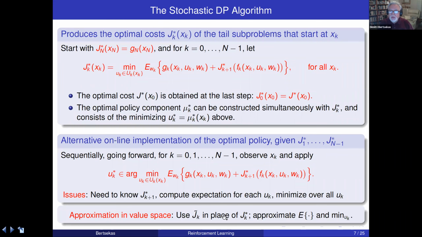And there is also potential approximation in other places. This expected value can be very time consuming also. We may want to approximate that. This minimization may be quite difficult. We may want to approximate that. All of these things come into the concept of approximation in value space, which is very fundamental for our subject.